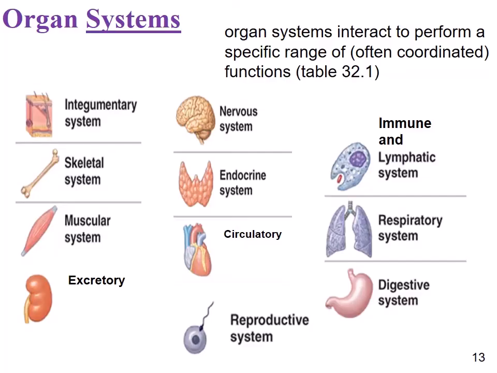So if we start with the integumentary system, that's your skin. So it's going to cover your body. It's going to protect you from pathogens and from abrasions from the environment, that sort of thing. We've got the skeletal system, which is important for protection and support. It also functions for storing minerals. Muscular system is important for movement.